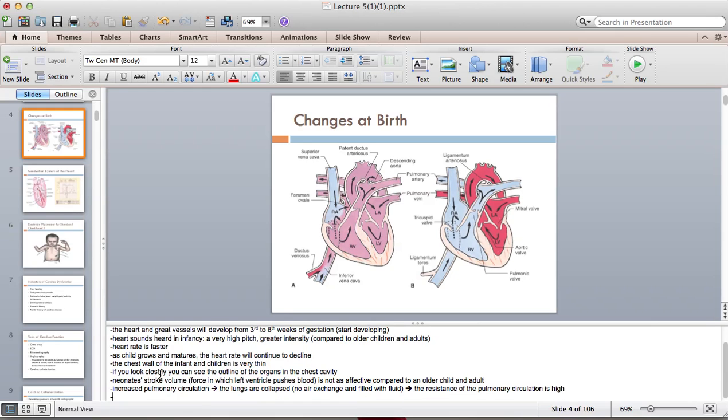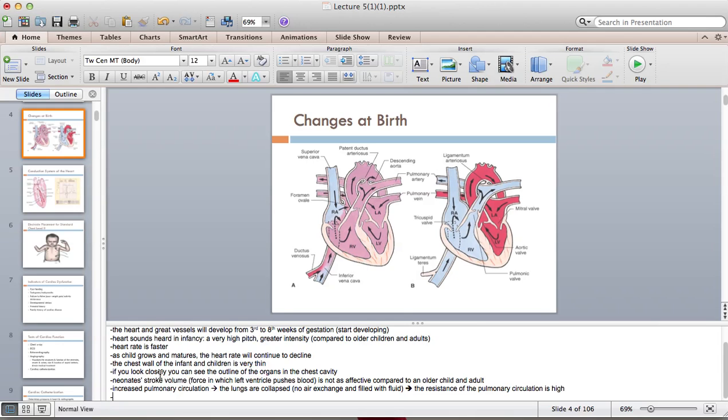Can you repeat that again? The lungs are filled with fluid. The lung is filled with fluid. There is no air exchange in utero, which we will point out when we trace the blood flow through the heart. Okay?